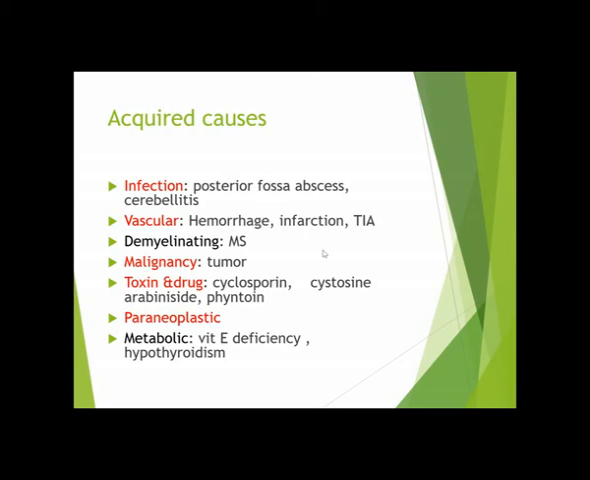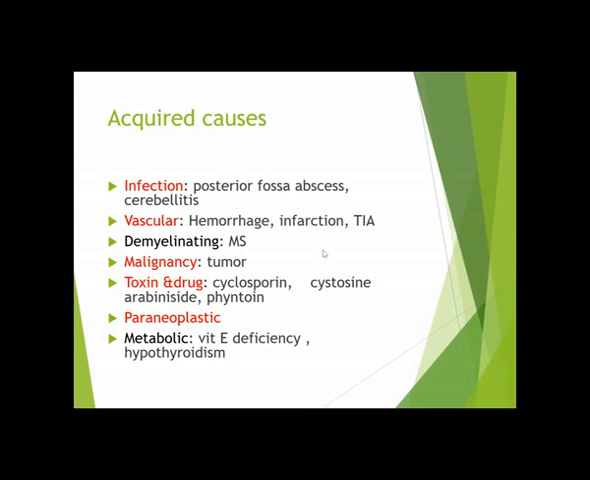Then we have hereditary causes, which we divide into known metabolic defects, which can be due to a DNA repair defect, or due to unknown etiology. And then we have hereditary known metabolic defects, which can be intermittent, with intermittent signs and symptoms like episodic ataxia, or progressive, with progressive cerebellar dysfunction.